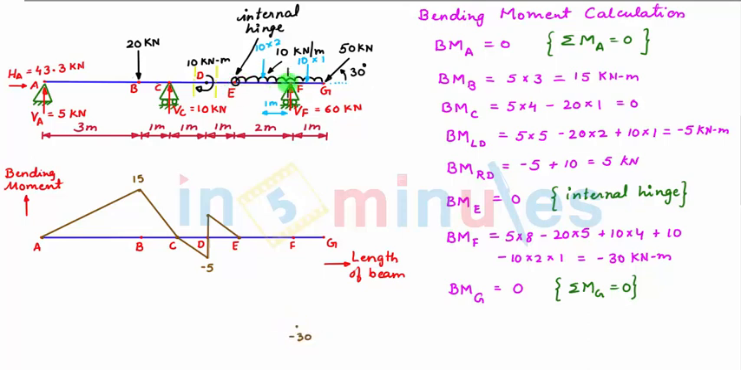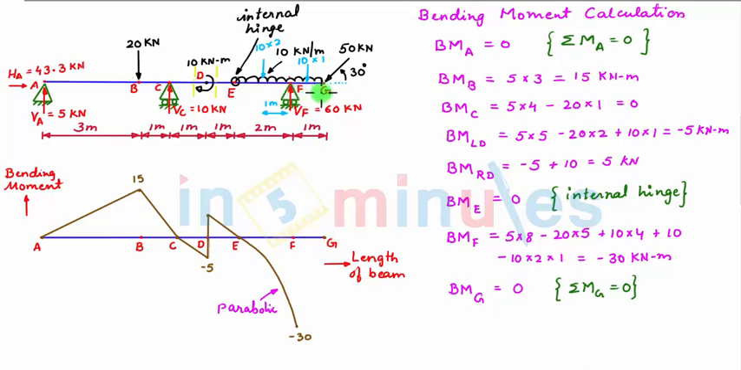Now we see between point E and F, there is a uniformly distributed load. So variation of bending moment between point E and F will be parabolic. Next, bending moment at G is 0. So let us plot 0 bending moment at point G.